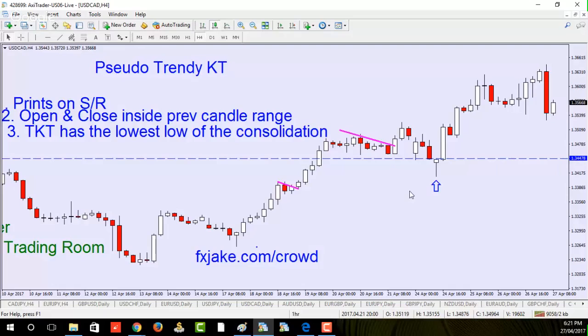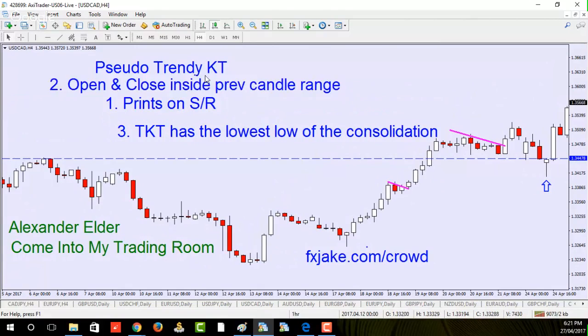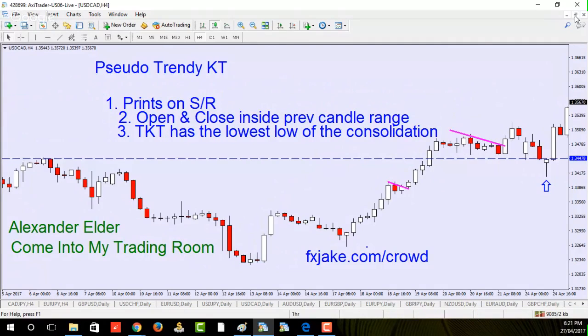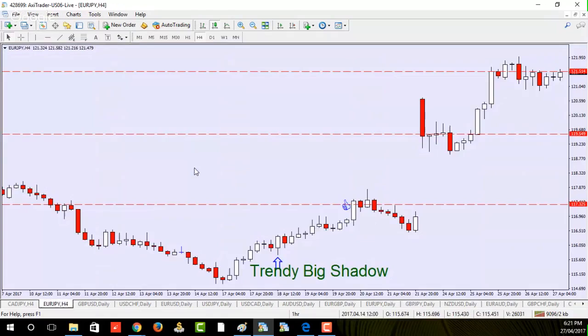So that is your trendy pseudo, or your trendy kangaroo tail. In this case, it's a pseudo because the open and the close were not inside the previous candle's range, so it did not fit the criteria of number 2 here. All right. Now let's move on to another trend continuation pattern. Let's see if we can find one here.